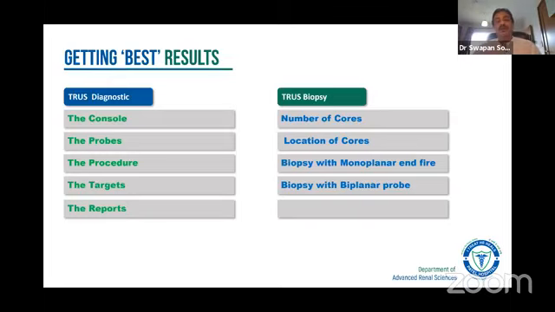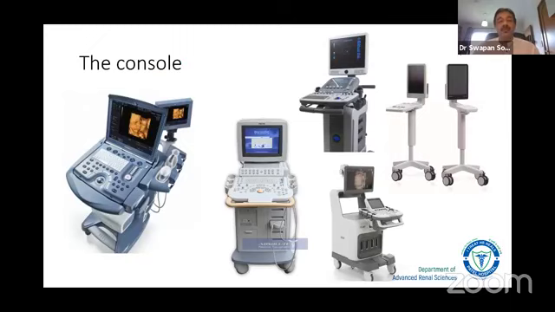what actually we are looking for and how to make a report. And in the biopsy, we will consider how many cores to take, which portion of the prostate the cores to take, how to take a biopsy with the monoplanar end fire probe, and how to do a biopsy with the biplanar probe, because the monoplanar probe is the more commonly available probe as compared to the biplanar probe.